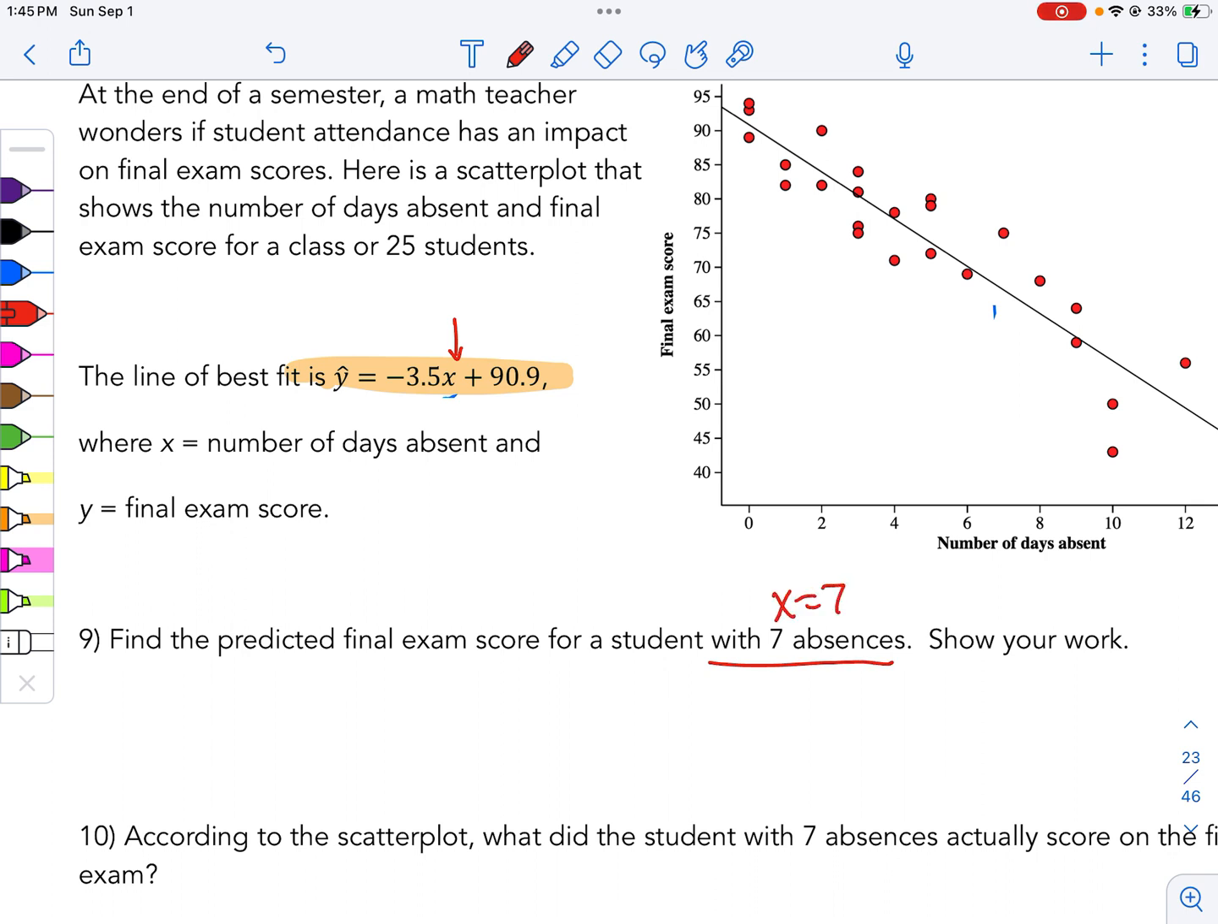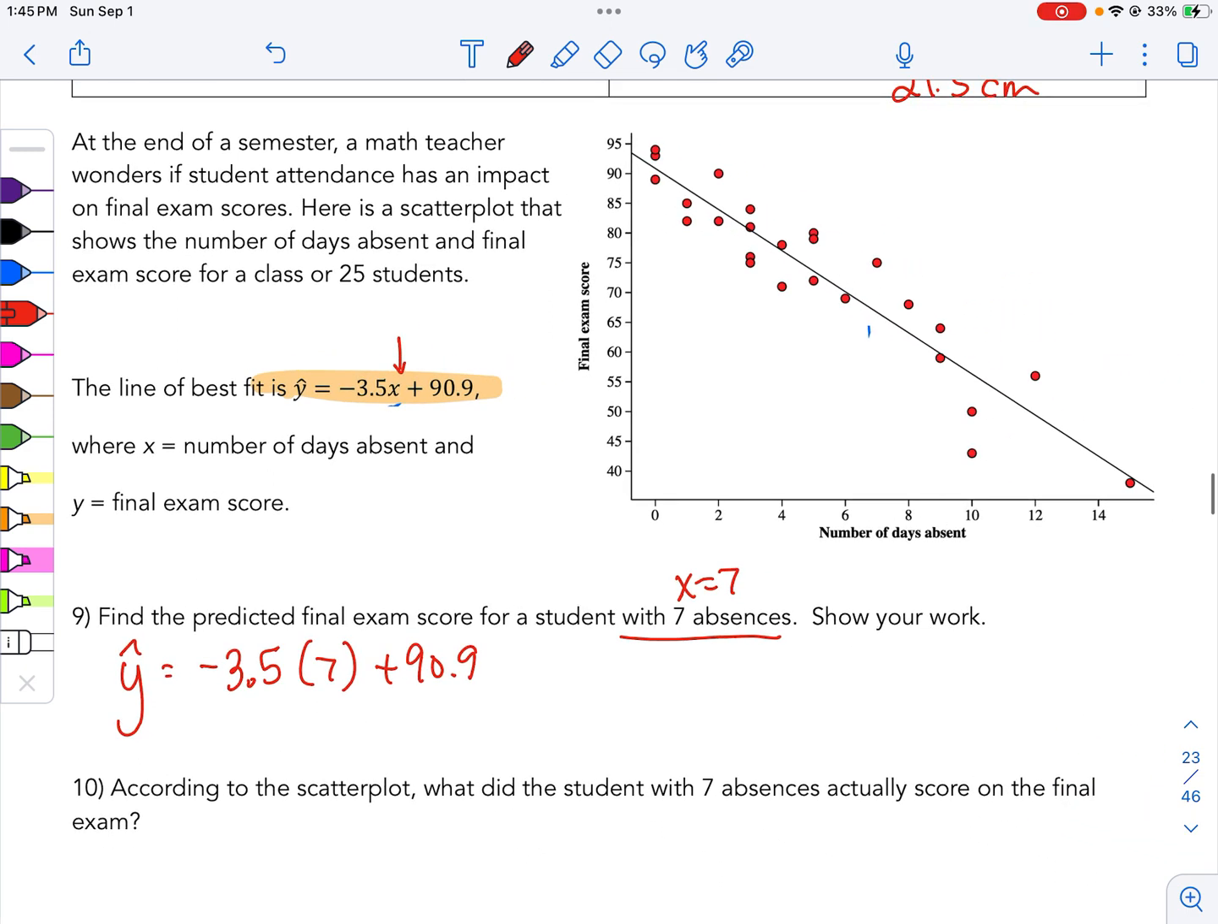So all we're going to do is go to our y hat equation. I'm going to say negative 3.5 times how many absences, so x is 7, and then plus 90.9. Plug that into my calculator, and that gives me a predicted final exam score of 66.4.